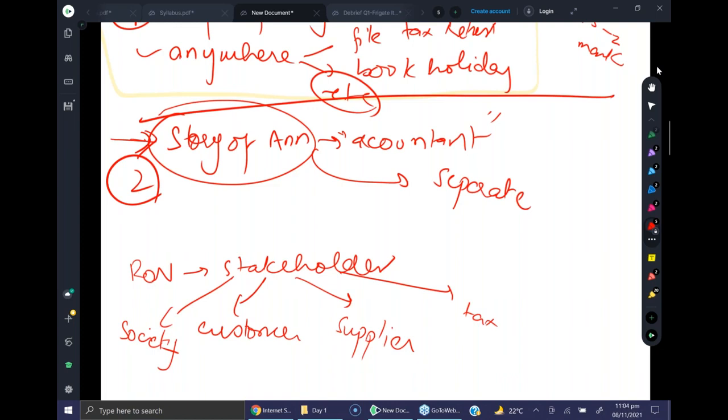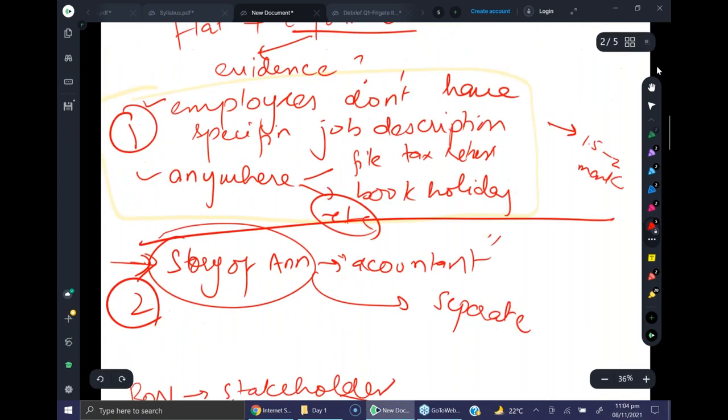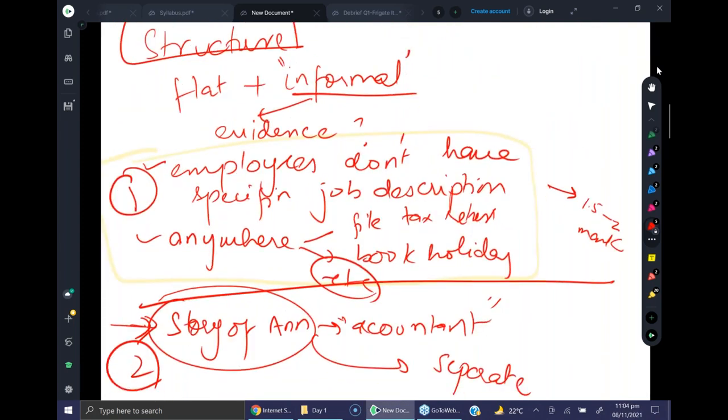Under the structure, yes. That it shows the informal structure, right? But the stories are so different, right? The employees not having a job description and the entire situation which happened with Anne. So these are two different aspects. I can get like 3 to 4 marks if I write both the points correctly.